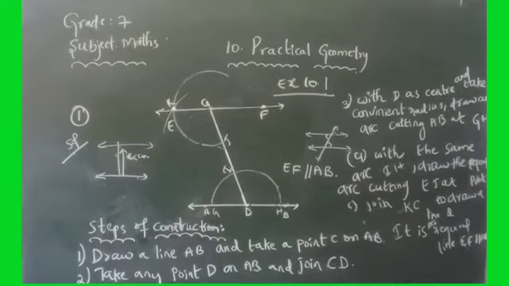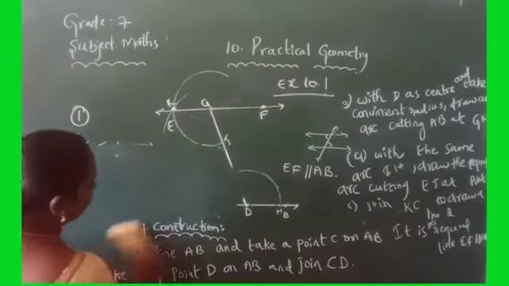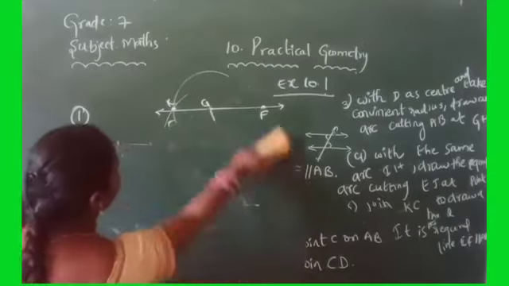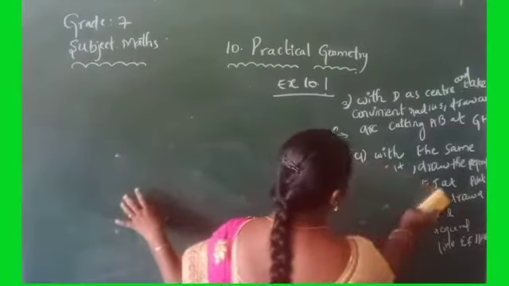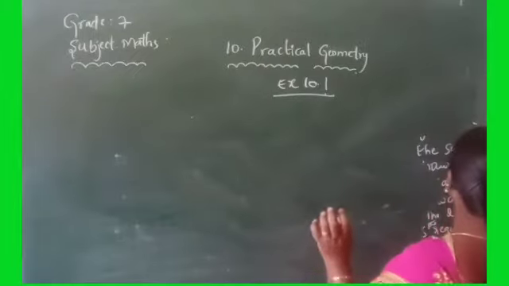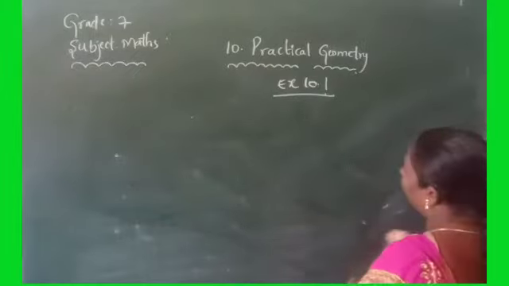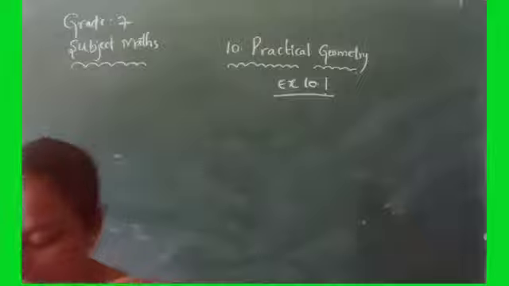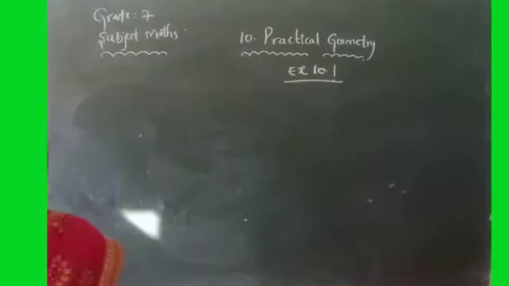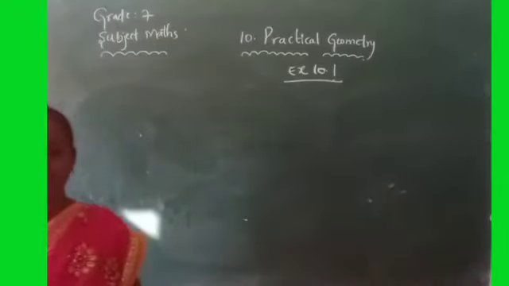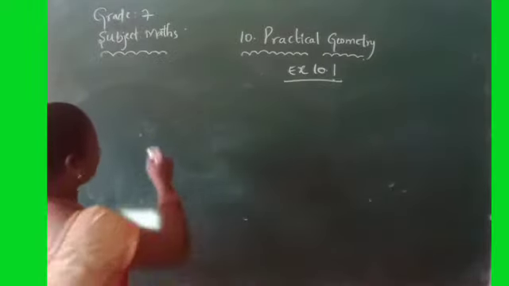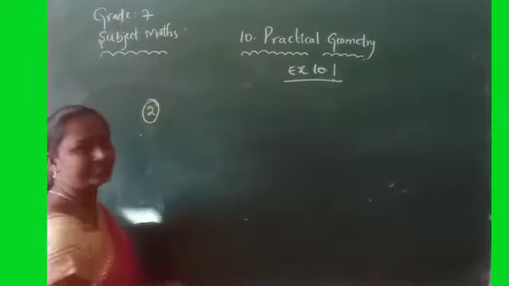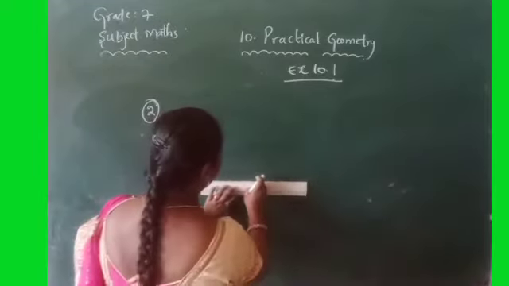So first we can follow the same procedure. How did we construct the first question? Similarly, the second question also we can construct by using the ruler and compasses. Now in this question, what do you have to do? First draw a line, and to that we have to draw the perpendicular. Before that, take the ruler and draw any length.